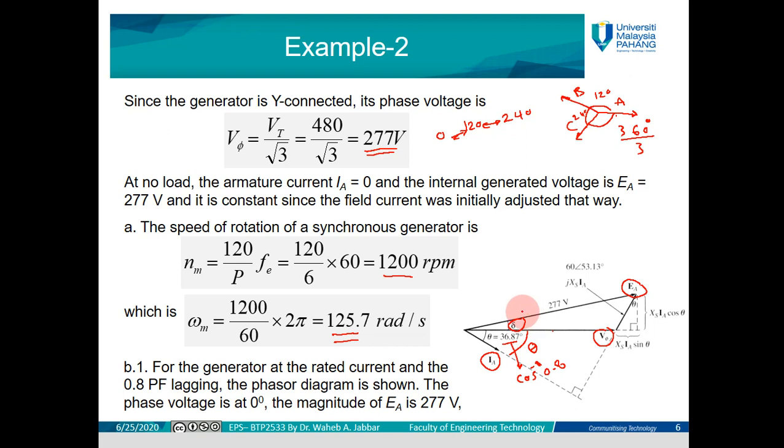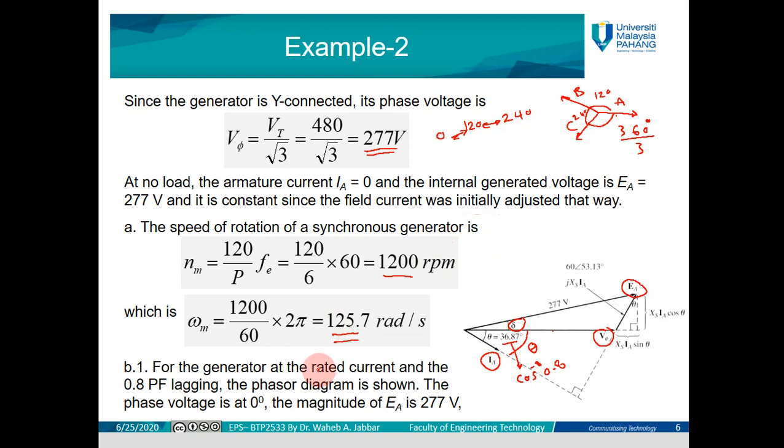Okay, so here we will learn how to find the value of EA. We already have V phase here, which is 277. We only know this value in the case of no load, but we don't know this value for the case of full load. In this question he talked about the full load situation.